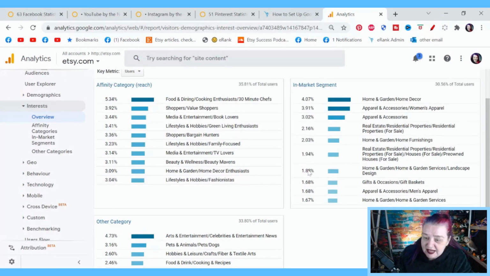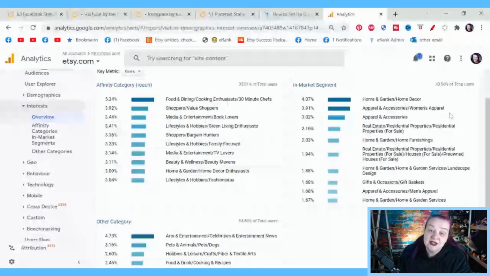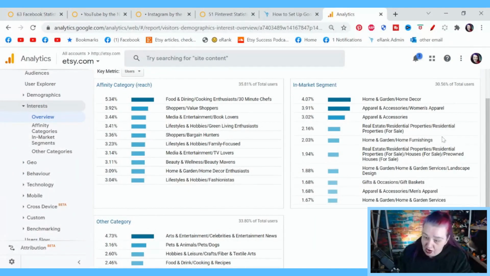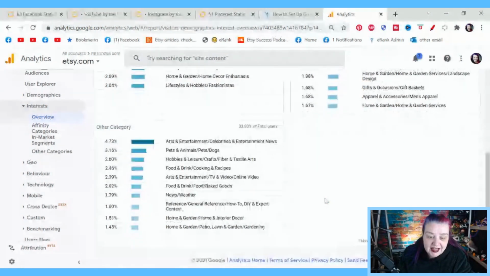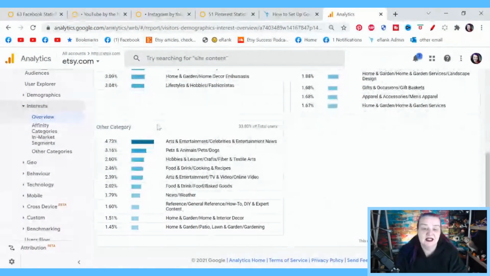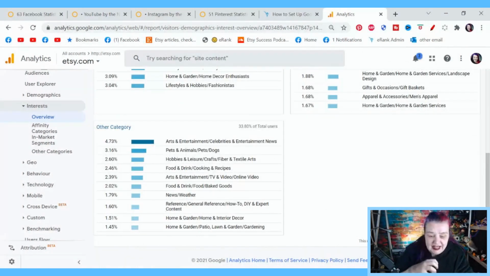On the in-market segment, women's apparel, it's not surprising, 75% women. They look at clothes as well. Home furnishings. So we're not seeing anything majorly surprising. Other category, other always makes it sound not important, but this is even more narrowed down. The second one is dogs, and then the third one is textile arts. I make sculptures in fiber of dogs. Stands to reason that's an interest. So this is not a surprise, but we look at other things.